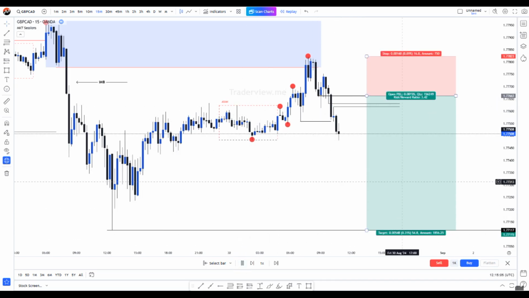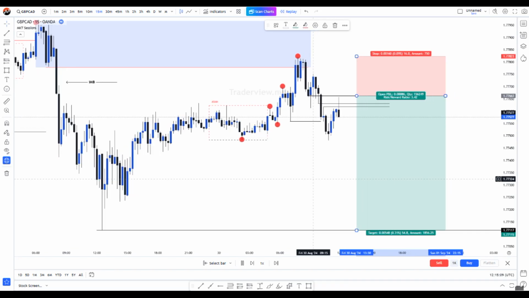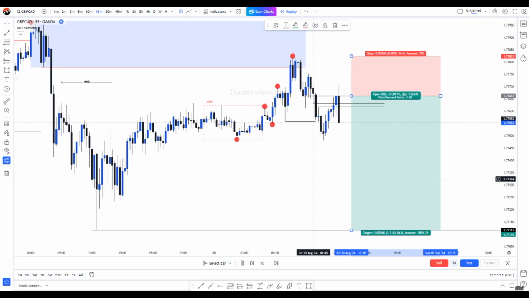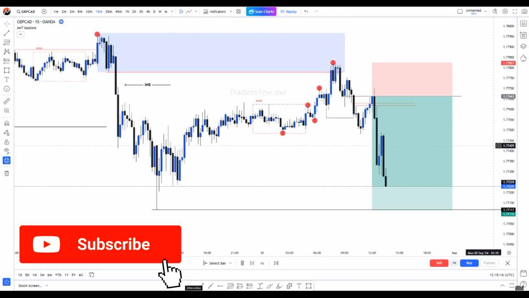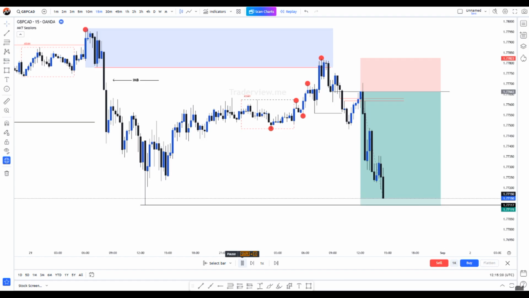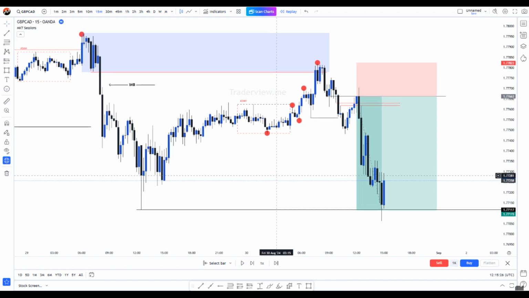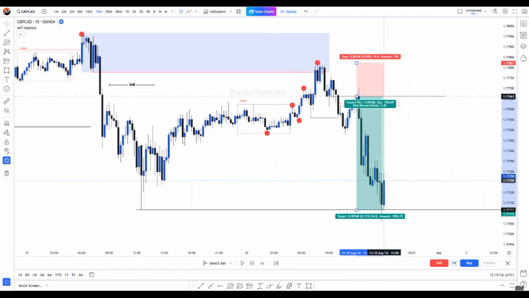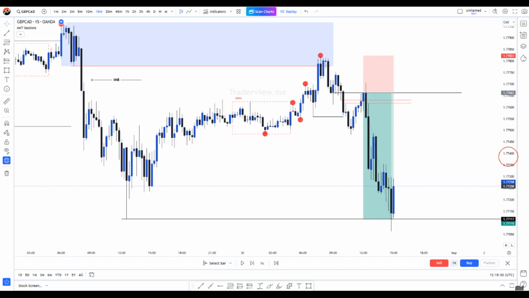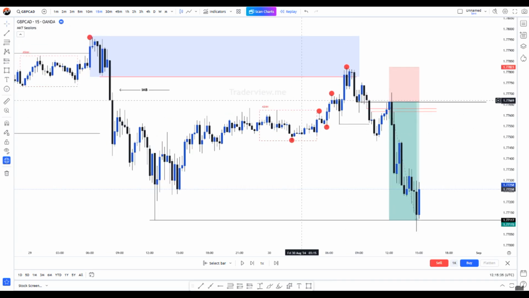Let's see what price did. Price triggered, right? And then straight to TP. We had price heading straight to TP. Very, very simple intraday setup, right? Which I actually gave to my community. So that's all for this video, right?